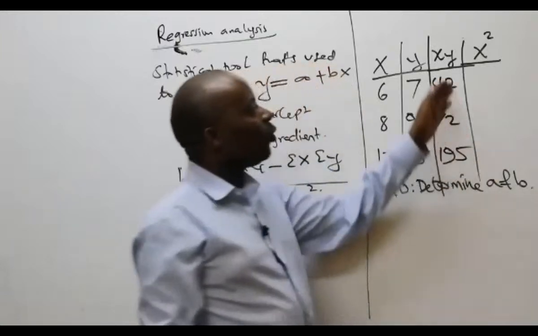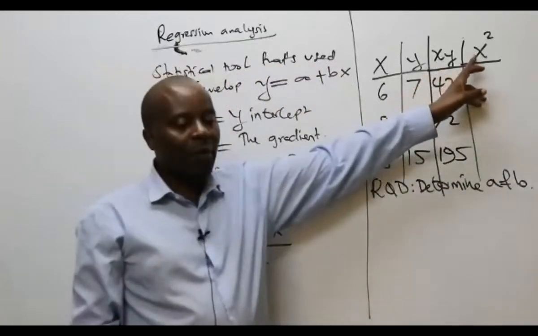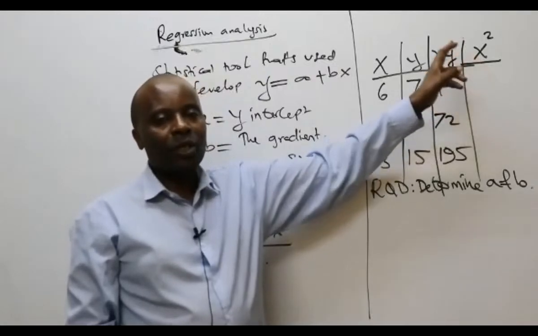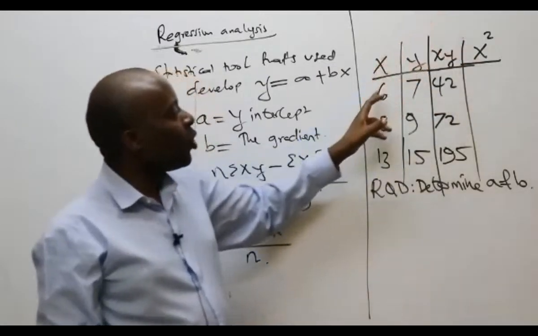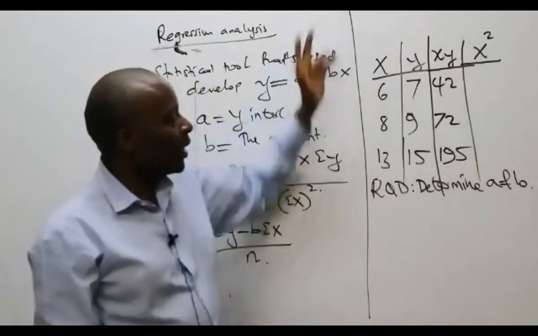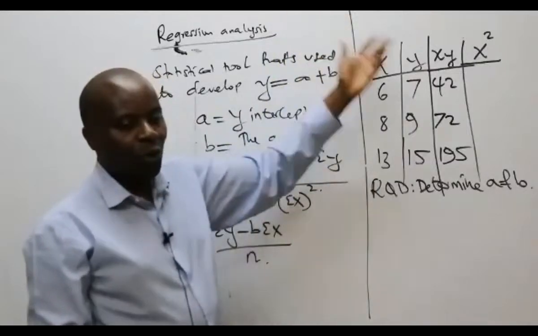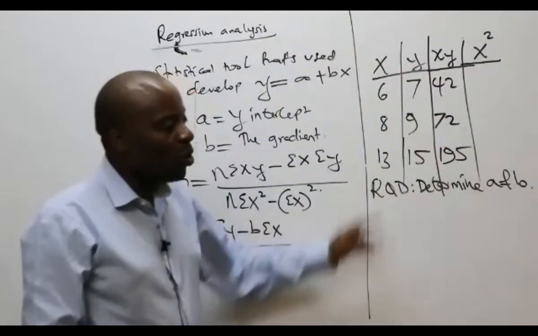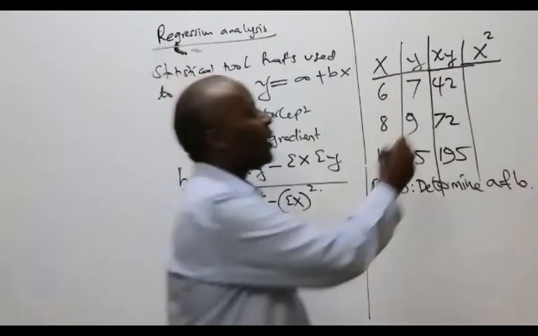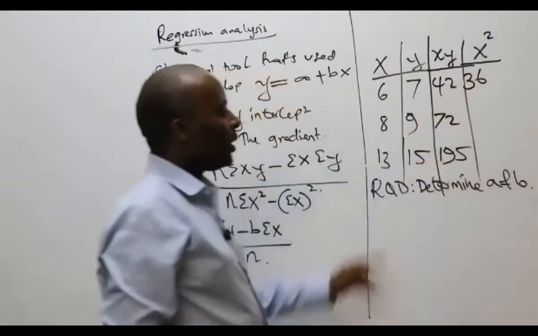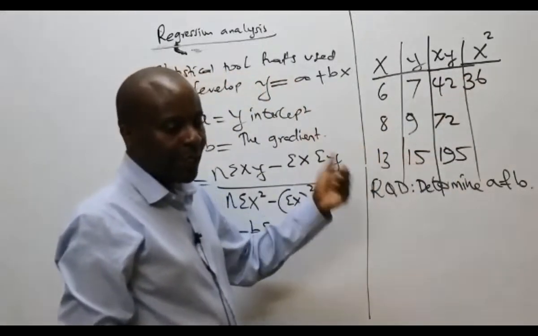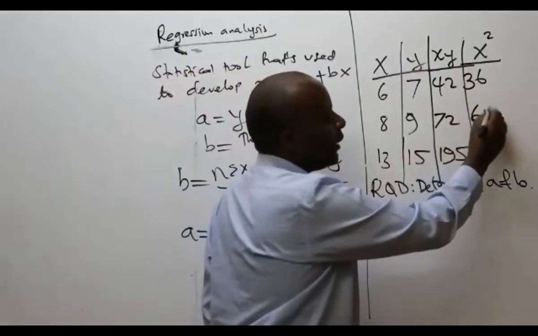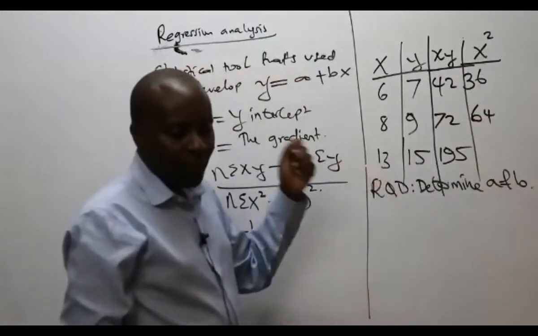Once I do this column, I know that the next column is all about squaring x. So x squared, what do we have? 6 squared, 8 squared, 13 squared. Could you kindly give me these figures now? What is 6 squared? This is 36. 8 squared gives me 64. And then 13 squared gives me 169.